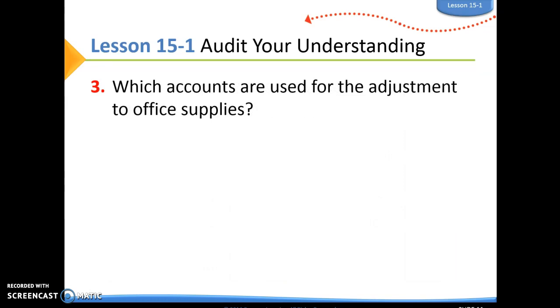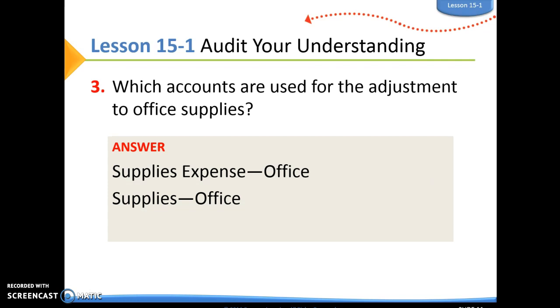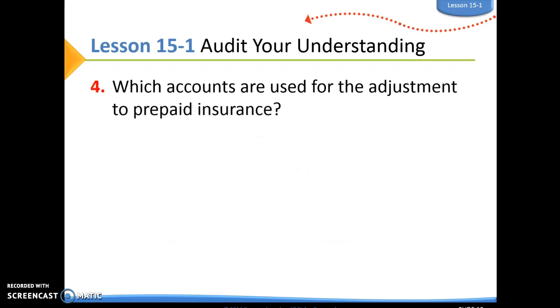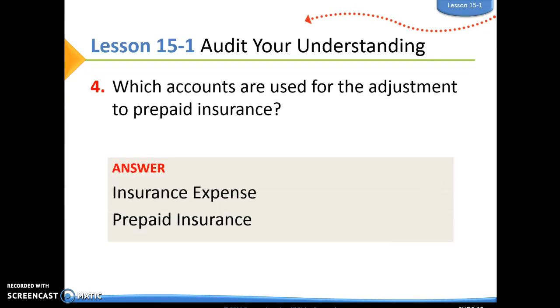Question number 3, which accounts are used for the adjustment to office supplies? When we are adjusting office supplies, we're going to debit supplies expense office, and we're going to credit supplies office. And last question, number 4, which accounts are used for the adjustment to prepaid insurance? We're going to debit insurance expense, and we're going to credit prepaid insurance.